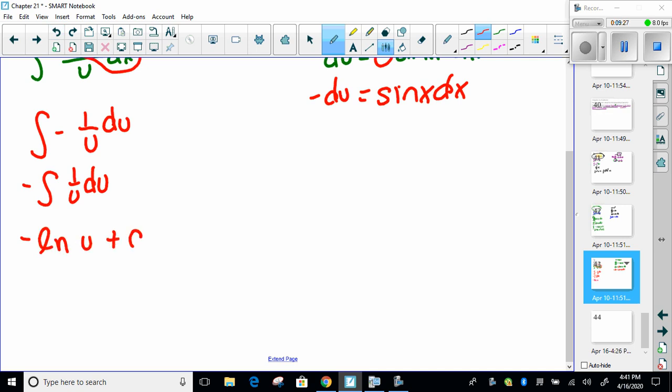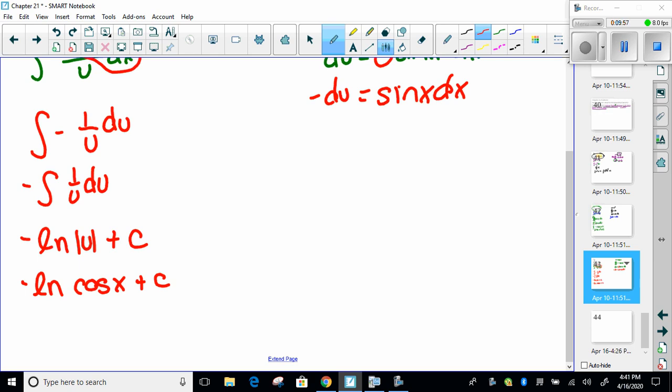Plus c. Now one of the things that we haven't really touched on a lot is, remember natural log? This argument has to be positive. Therefore, whatever u is, we take the absolute value of it to make sure that it's positive. Okay, so I've got to keep going through here. So this is the opposite of the natural log of the cosine of x plus c. Okay. I can leave it that way. That's perfectly fine. I just have an x in there.